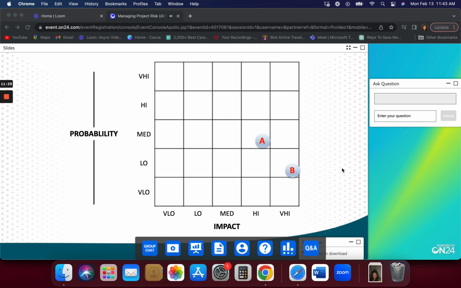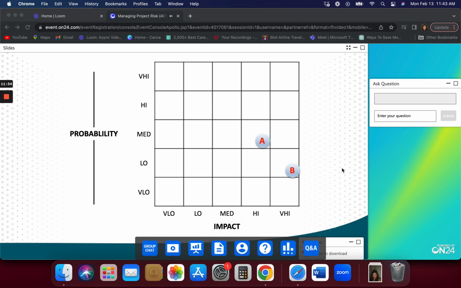So how do we distinguish between A and B? Which one has the higher exposure? Well, we don't really know. There's nothing to tell us. If it was in the far top right, then we would intuitively know. But just looking here, we don't know which one has the higher exposure.